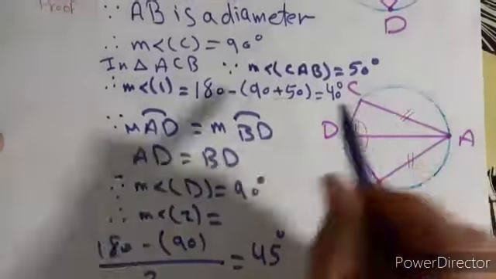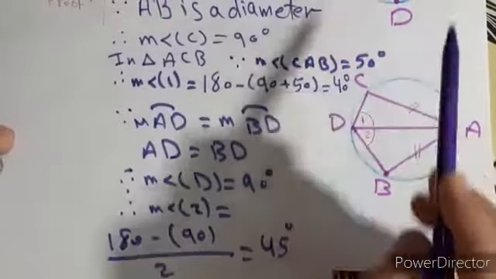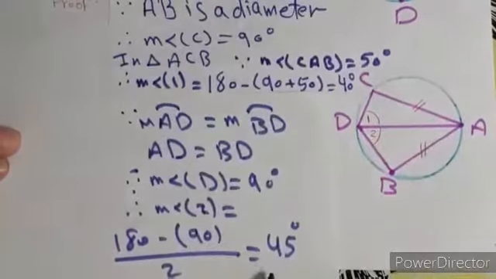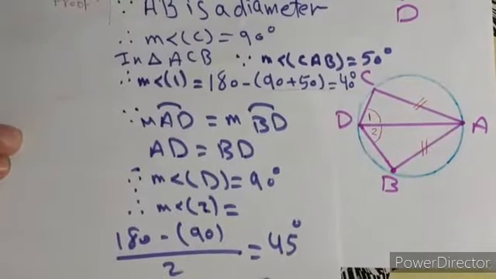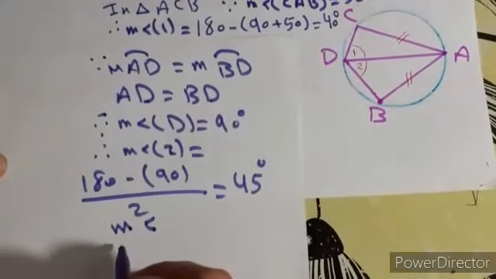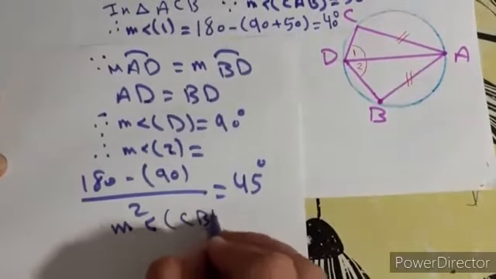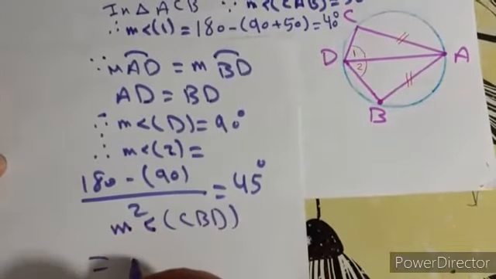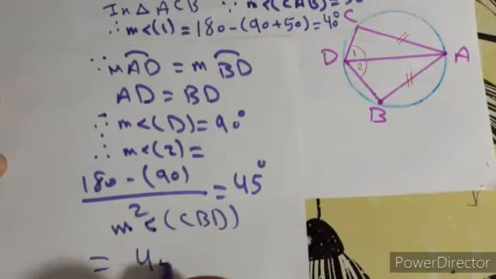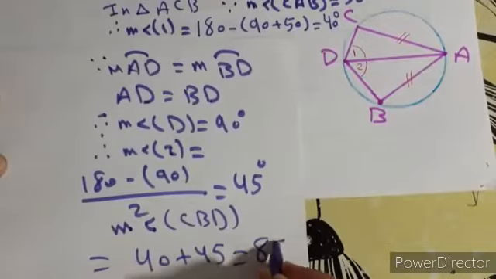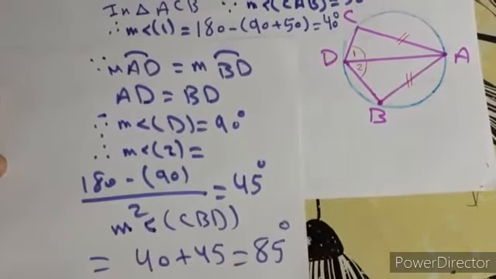Now we have the measure of angle 1 equals 40 degrees and the measure of angle 2 equals 45 degrees. Lastly, the measure of angle CBD equals the measure of angle 1, 40, plus the measure of angle 2, 45, equals 85 degrees. Now we have finished the first example.